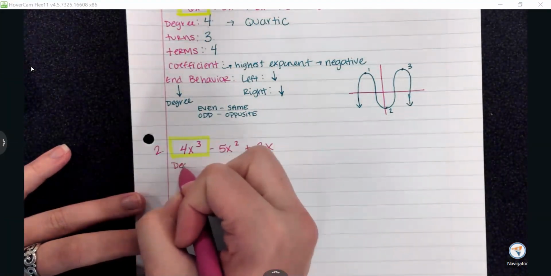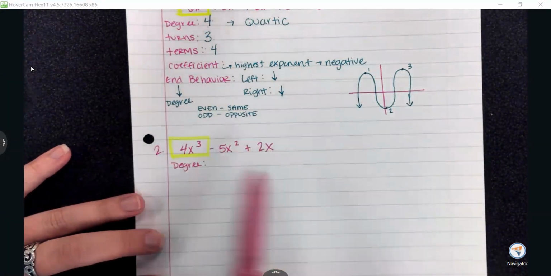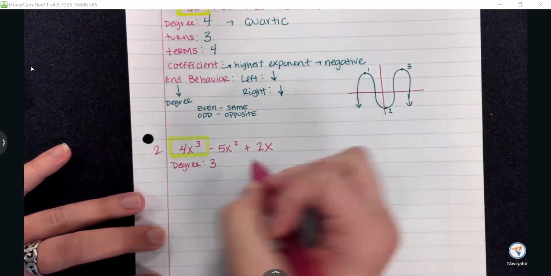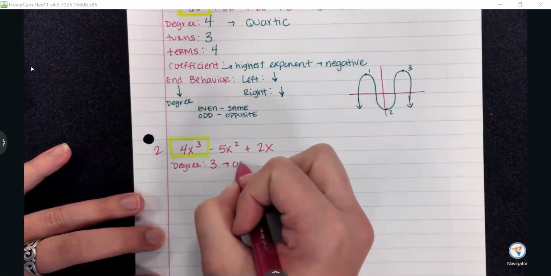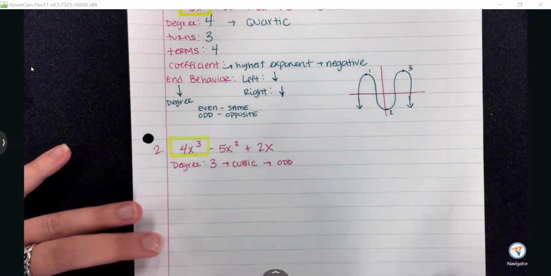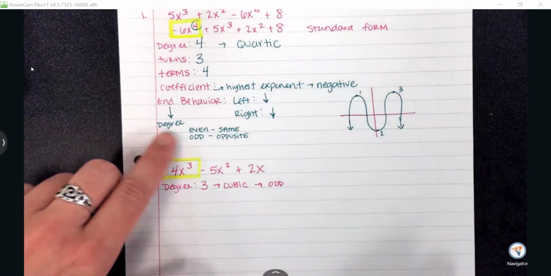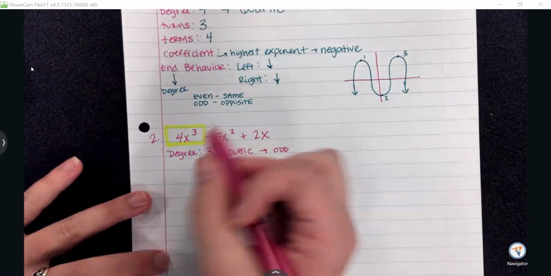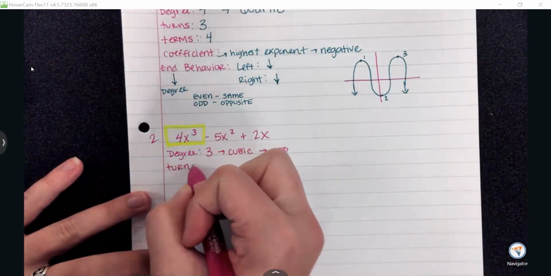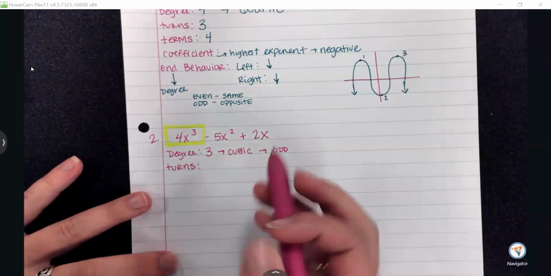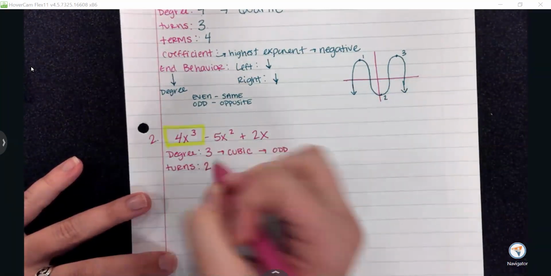So first question is my degree. The highest degree that this equation goes is a 3. This is called a cubic, and I'm going to write that it's odd because remember up here I told you you had to know if your degree was even or odd. 3 is an odd number. How many turns does this graph have? Well, if I have a degree of 3, I can have one less turn, so I could have 2.